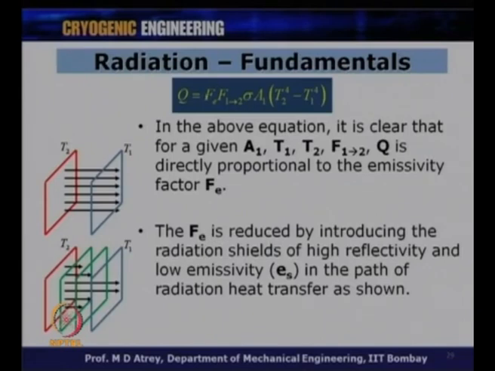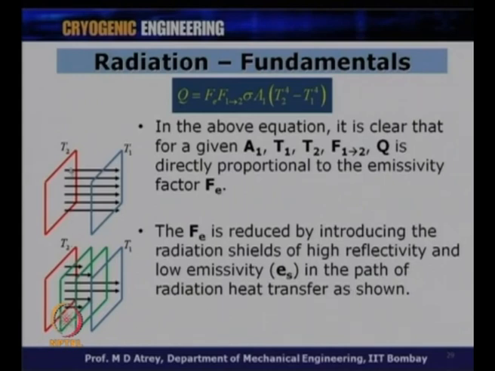Now, if I want to reduce the value of Fe for a given T2, T1, A1 and F12, that means everything is defined: the geometry is defined, the two temperatures are defined, and therefore A1 also is defined because the geometry has already been defined. So, what can I do? I can minimize the value of Q if I could minimize the value of Fe, the emissivity factor. Fe can be reduced by introducing radiation shields of high reflectivity and low emissivity, which is Es, in the path of radiation heat transfer as shown.